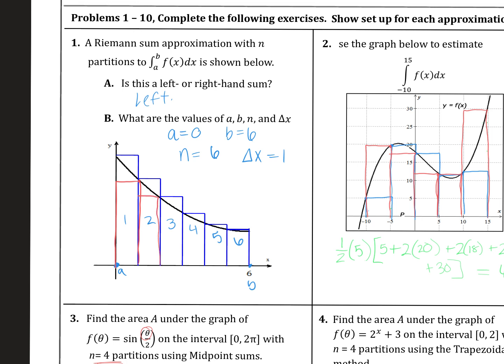So that would be 1, 2, 3, 4, 5. Top of the rectangle. The top right of the rectangle touches the graph for a right hand, and the top left for a left hand. Yes. Okay, that makes sense.